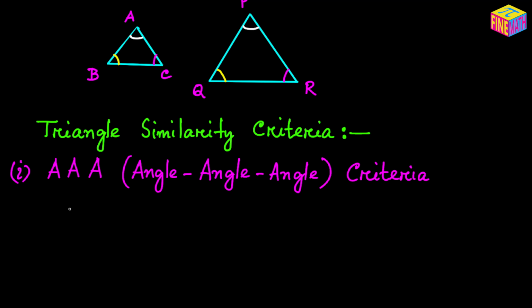And also sometimes, we really don't have to go for three corresponding angles. We could even go for two corresponding angles, because if two pairs of angles are equal, then the third angle must be equal, because the sum of the three angles is 180 degrees.